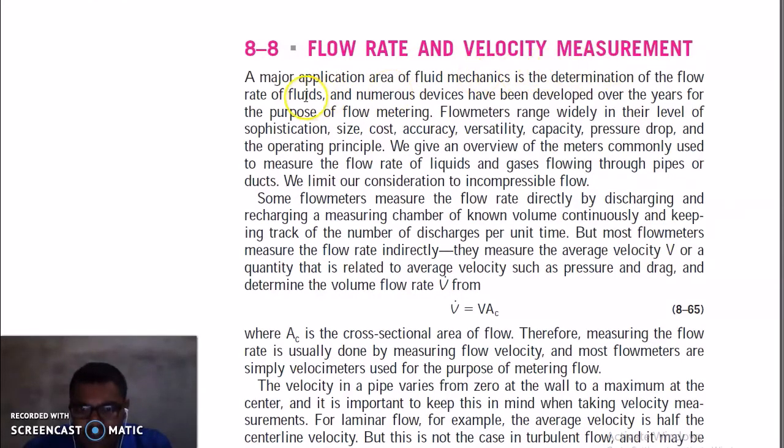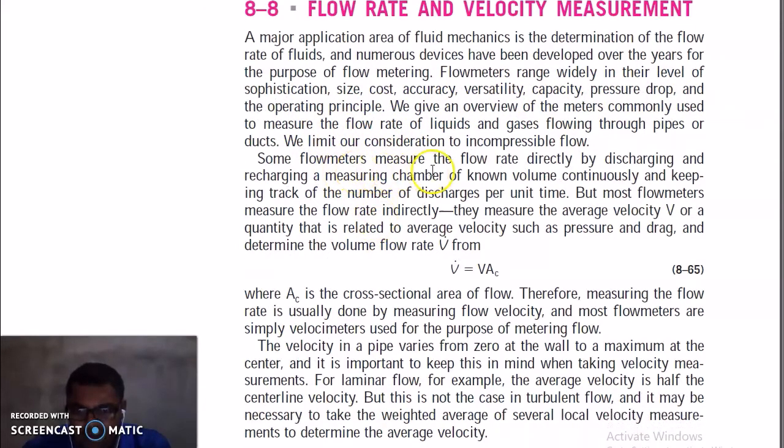Flow rate and velocity measurement: a major application of fluid mechanics is the determination of flow rates of fluids, and numerous devices have been developed over the years for the purpose of flow metering. Flow meters range widely in their level of sophistication, size, cost, accuracy, versatility, capacity, pressure drop, and operating principle. Some flow meters measure the flow rate directly by discharging and recharging a measuring chamber of known volume and keeping track of the number of discharges per time. But most flow meters measure the flow rate indirectly. They measure the average velocity or a quantity that is related to the average velocity, such as pressure and drag, and determine the volume flow rate.